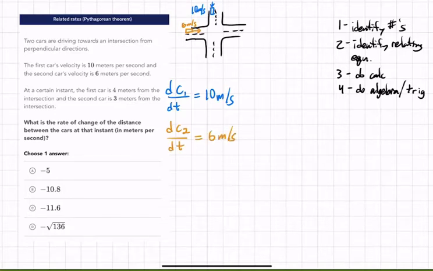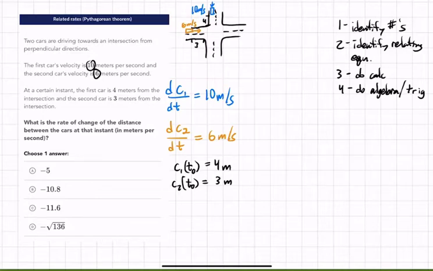All right, so we identified this number and this number. At a certain instant, the first car is 4 meters from the intersection. So we're going to have a distance here, this right here. This distance is 4. So C sub 1 at a certain instant, I'm going to say t naught for the certain instant, is a distance of 4 meters away from the intersection. And then the other car, C sub 2, at that instant is 3 meters from the intersection. So from here to here is 3.